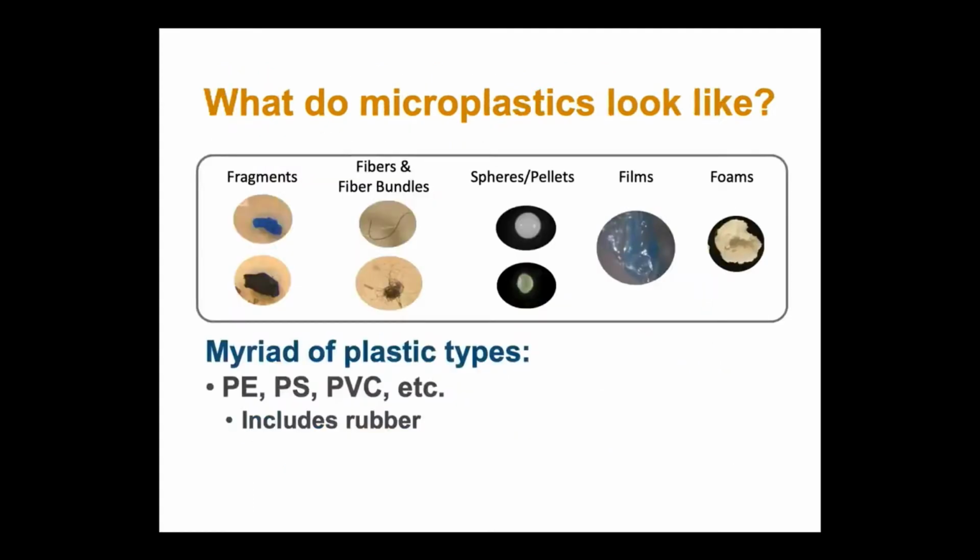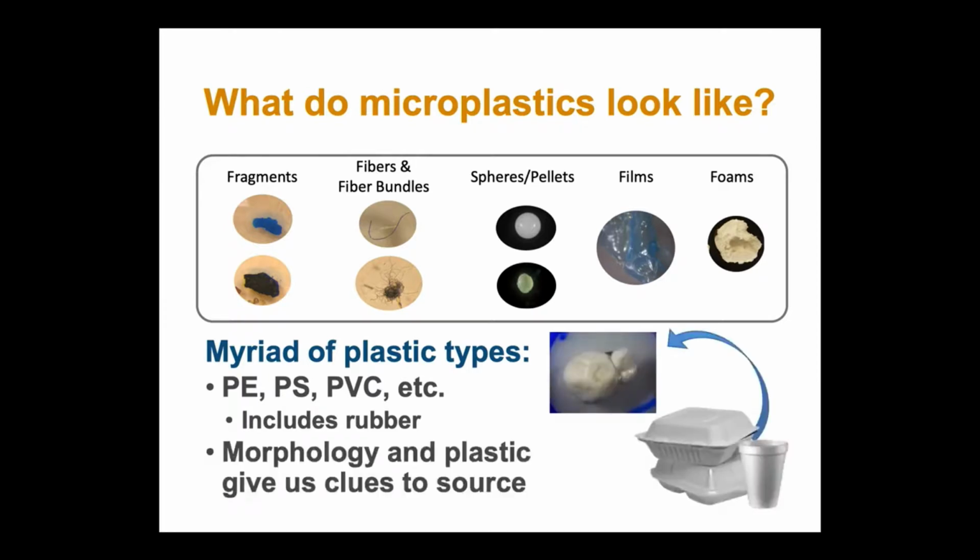So what do microplastics look like? We see fragments from larger objects like plastic water bottles. We see fibers from the clothing we wear, as well as materials that are used in industries. You heard this morning of Mark and a couple other speakers talking about nurdles that are pellets that are used in industry. We also see microbeads that are used in personal care products. We see films from single-use bags, and we see foam. And it's a myriad of plastic types, so polyethylene, polystyrene, polyvinyl chloride. It also includes rubber, which is a polymer.